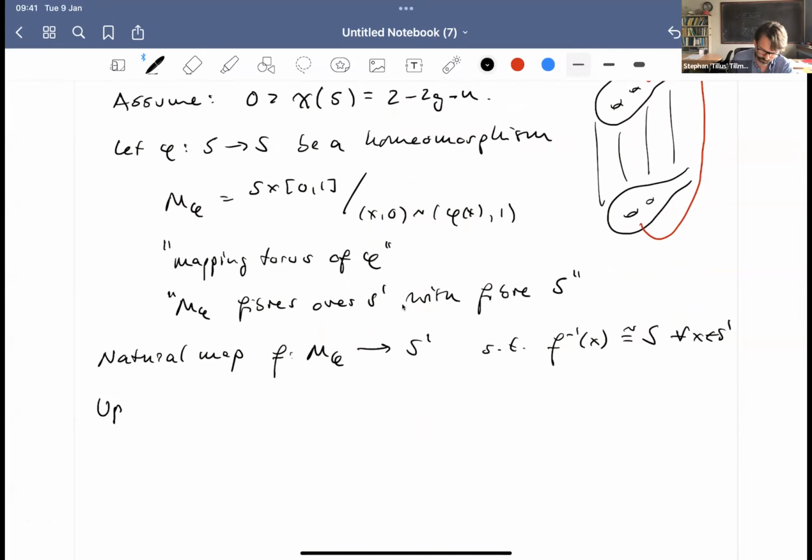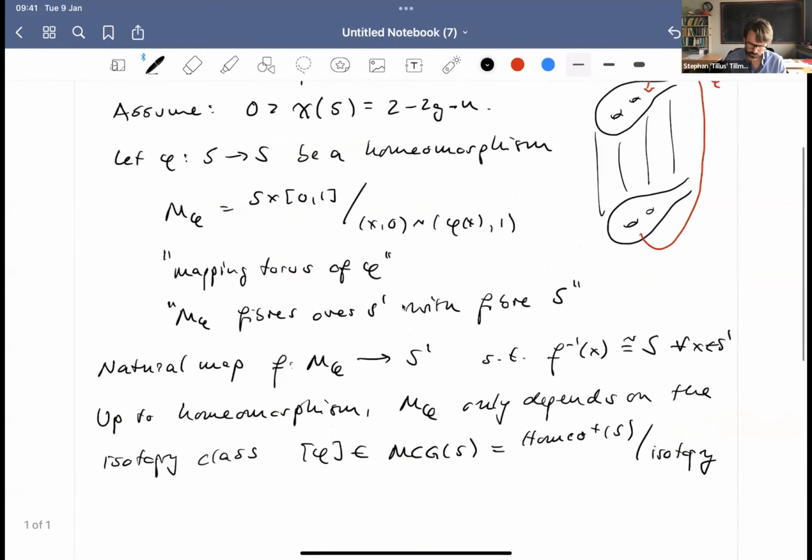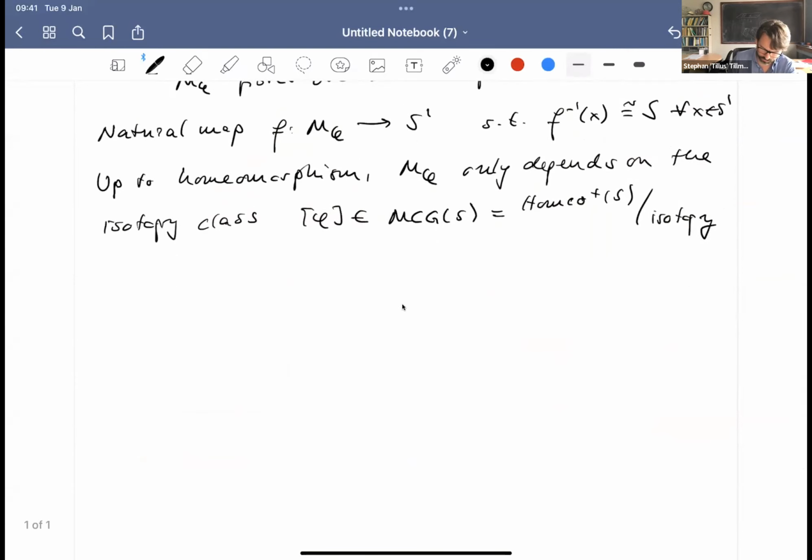And so up to homeomorphism, this three-dimensional manifold that I've built, M phi, only depends on the isotopy class of phi in the mapping class group of S. This is orientation preserving homeomorphisms modulo isotopy. So the question is now, what can we say about the topology of this three manifold? We have a nice three manifold here, and this is actually related to the dynamics of this mapping class. So there's a Nielsen-Thurston classification.